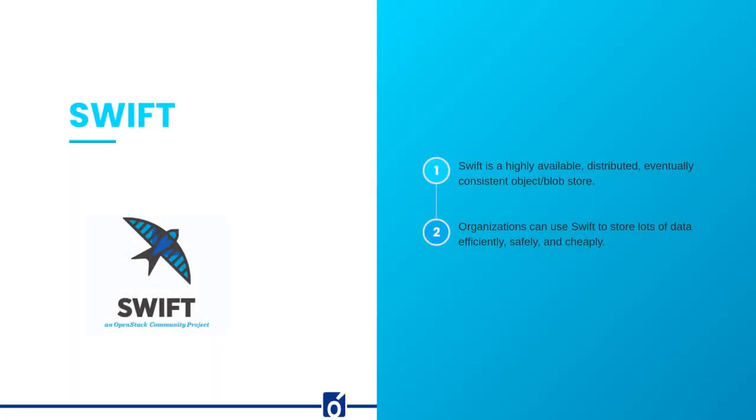So let's move to Swift. It's also an OpenStack community project. Swift is a highly available, distributed, eventually consistent object and blob storage. Basically, it's an object storage project. Organizations can use Swift to store lots of data efficiently, safely and cheaply. In Swift, we can store any type of data like images, documents and videos in the form of objects. It's used to store huge amounts of data. That's a really good thing that we can implement in OpenStack.